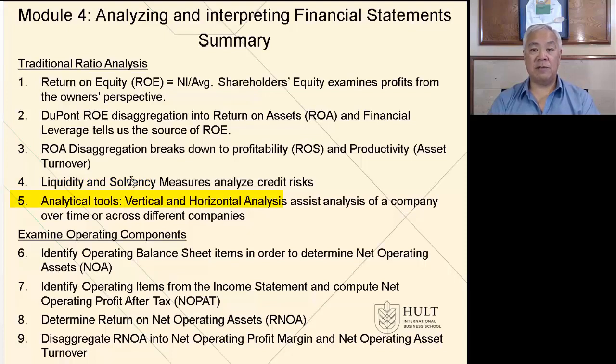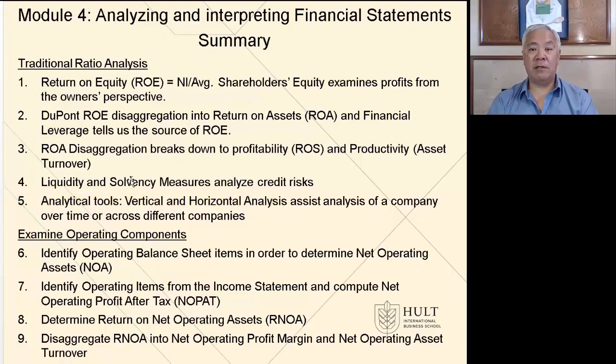And for analytical tools, we looked at common sizing, and we looked at both vertical and horizontal analysis. Vertical is looking at a balance sheet and stating things as a percent of assets. Vertical for an income statement is stating everything as a percent of sales. Horizontal, going this way, is looking at ratios or numbers over time. And these analyses are useful for a company and also for looking at an industry.